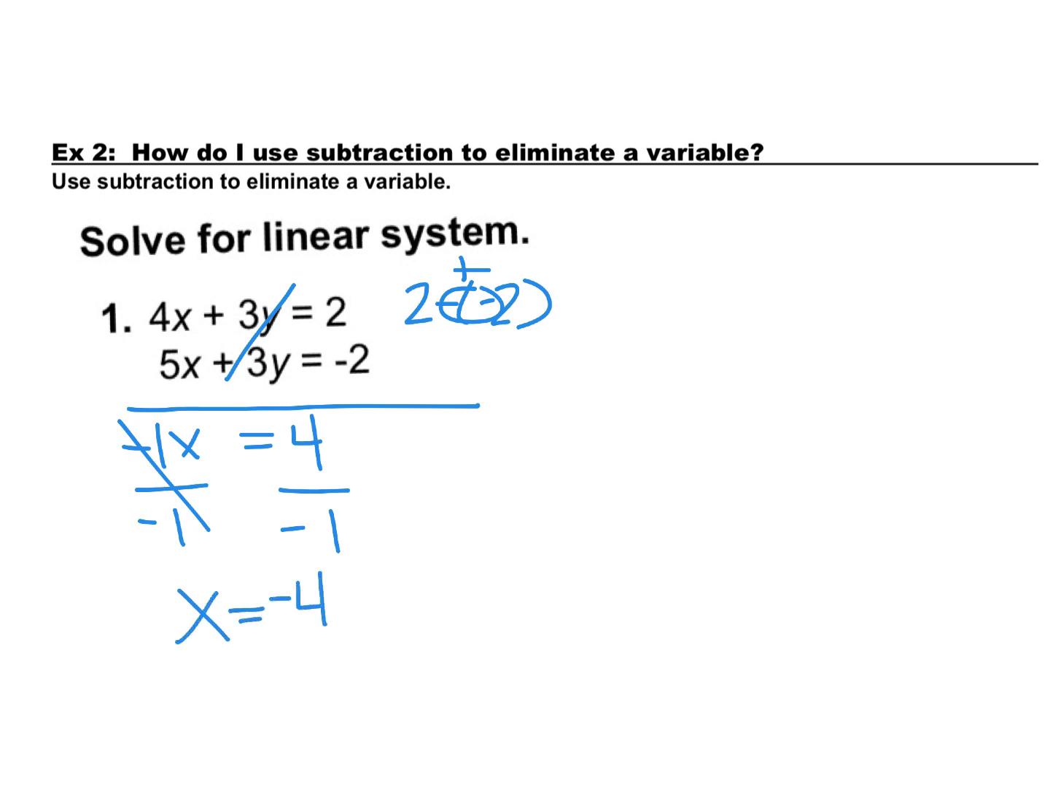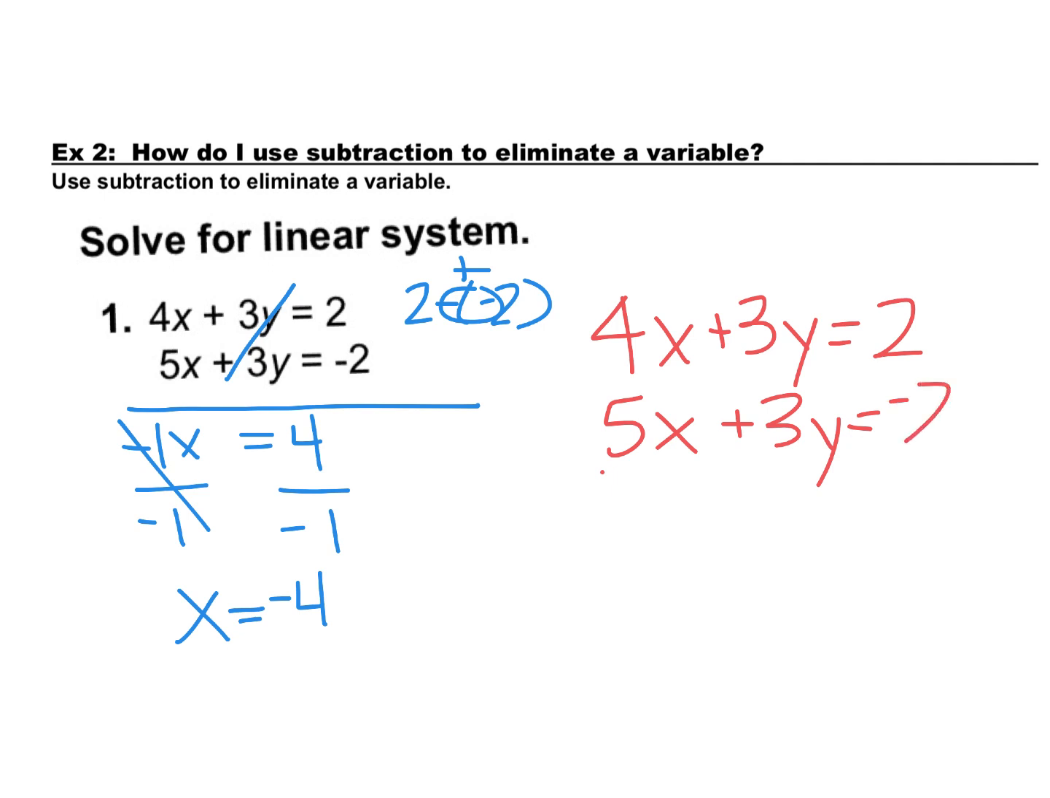Another way that I like to look at this is I like to multiply everything on the bottom by a negative 1, because I find that it's a little easier, since a lot of times we'll drop that. Two negatives make a positive. So I have 4x plus 3y is equal to 2, and I have 5x plus 3y is equal to negative 2. If I multiplied every part on the bottom by a negative, this would become a negative, and then a negative times a negative would become a positive.